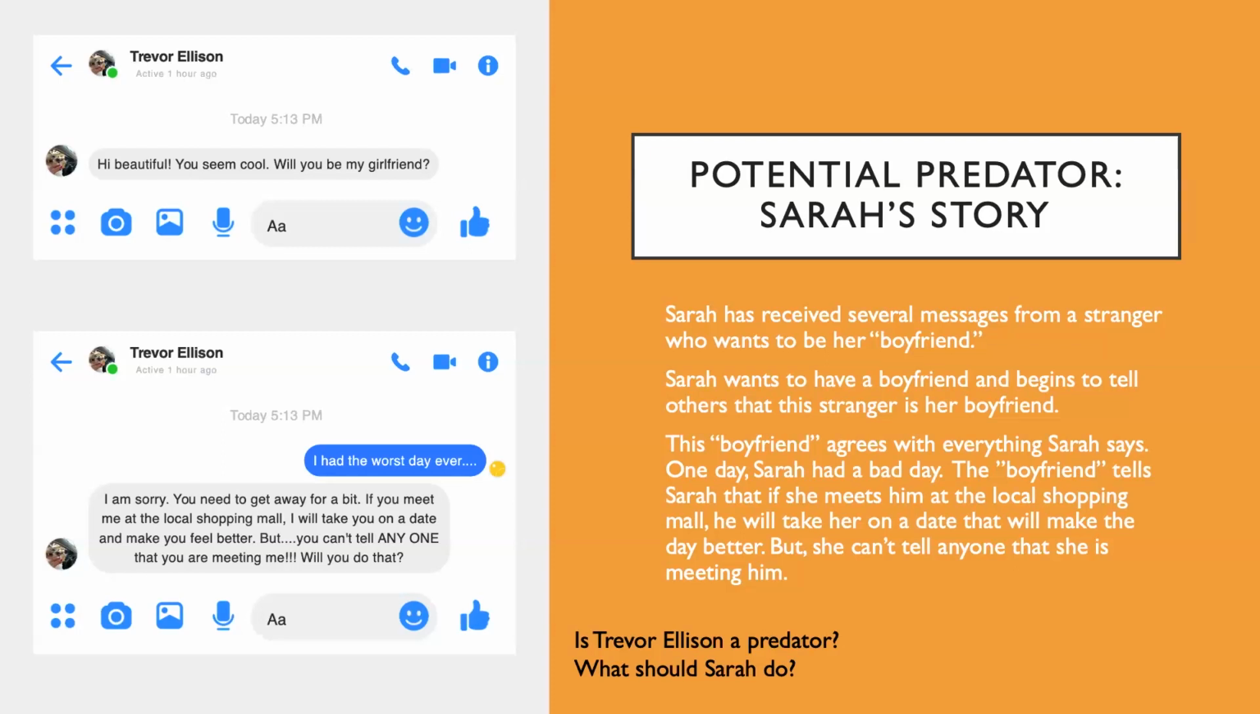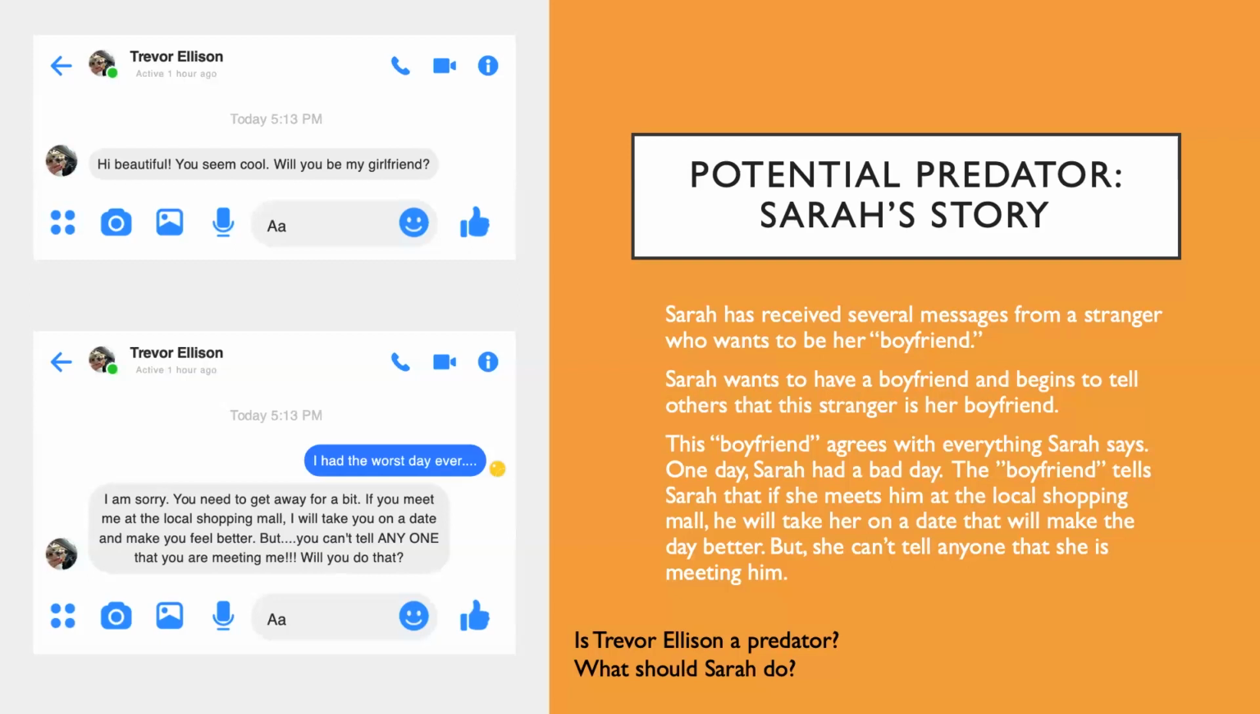And she ends up texting this guy that she has developed a relationship with and says she has the worst day ever and tells him about it. And so he says, well, let's meet up at the local shopping mall and I will make you feel better. However, you can't tell anybody about me. You can't say that you're meeting me. It's all a secret. So this ended up being interrupted in time.